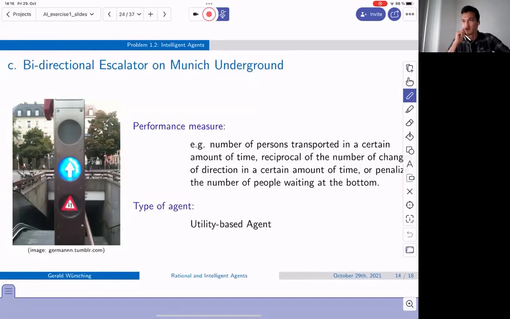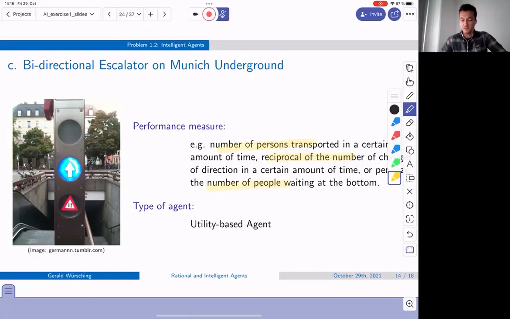Again, it is a utility-based agent. Why do we need a utility-based agent? Because again, we have all these different performance measures, and we would have to somehow find a trade-off between these different ones and try to maximize the expected performance or the expected utility.